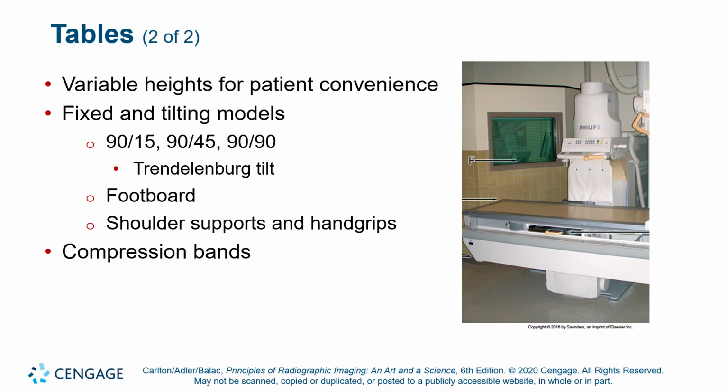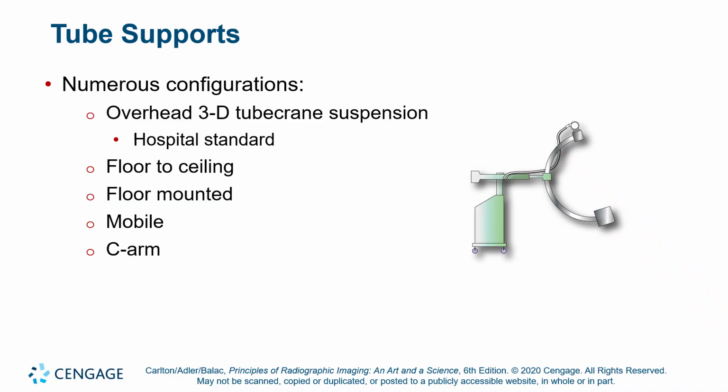Shoulder supports and hand grips. Occasionally, you're going to need those. Like I said, for cervical myelography, you're going to need the shoulder supports and compression bands. Back in the day when we did IVPs, you might be utilizing compression bands with your fluoroscope, maybe even for a small bowel study. So, different accessory equipment for different procedures. Very straightforward.